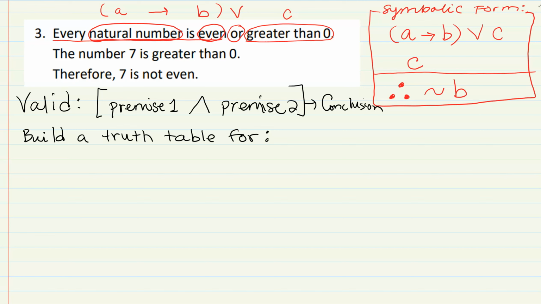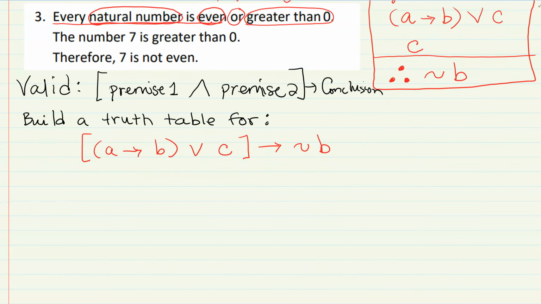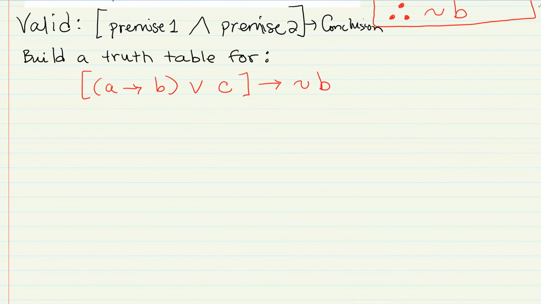So we need to build a truth table for A implies B, or C. Would that lead to our conclusion not B? Okay, so that is the statement that we need to build a truth table for. And then we would ask ourselves, after we build that truth table, is it a tautology? If it is, then the premises always lead to the conclusion. Then the argument is valid in form. Okay, so we can now go ahead and forget about the words. Just look at the structure of this argument, meaning let's go ahead and build a truth table for that.